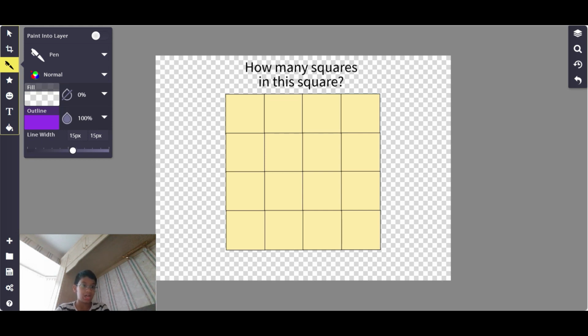In today's video, I'm going to show you a really cool trick which you can use in a square problem. Let me read out the question. How many squares in a square? Pause this video to solve it.